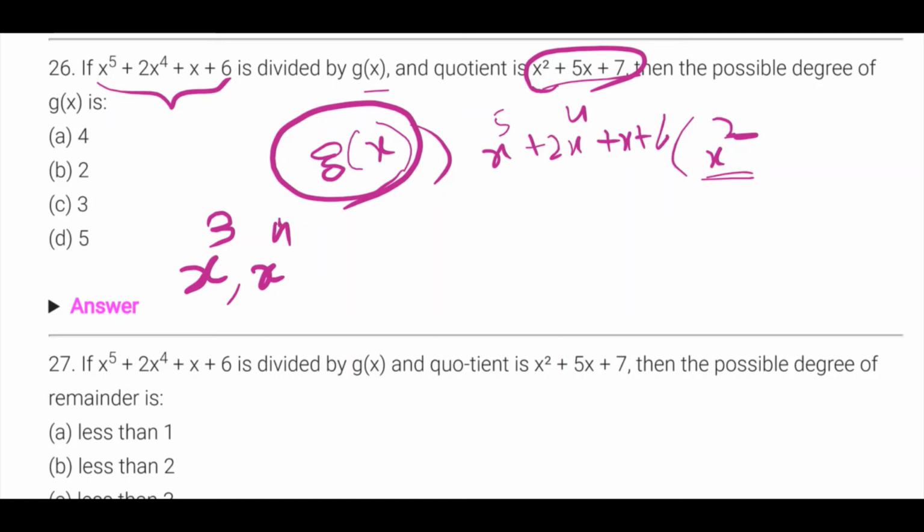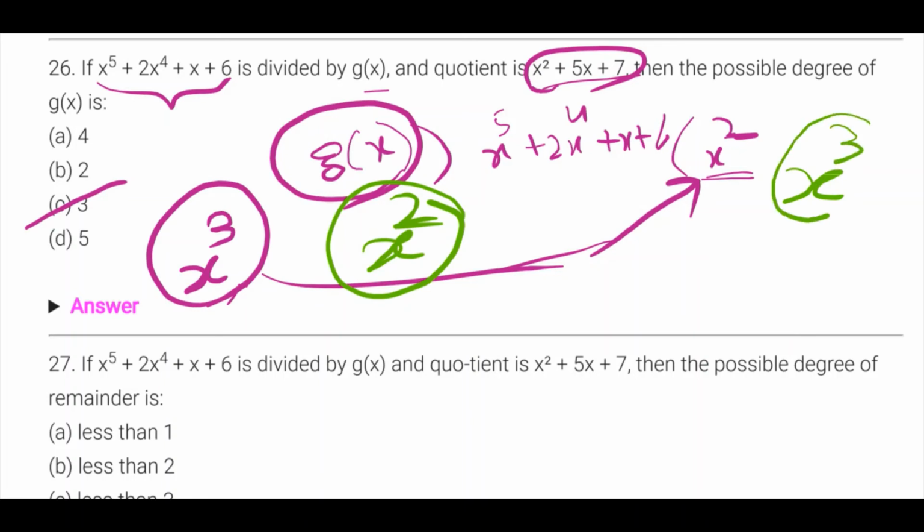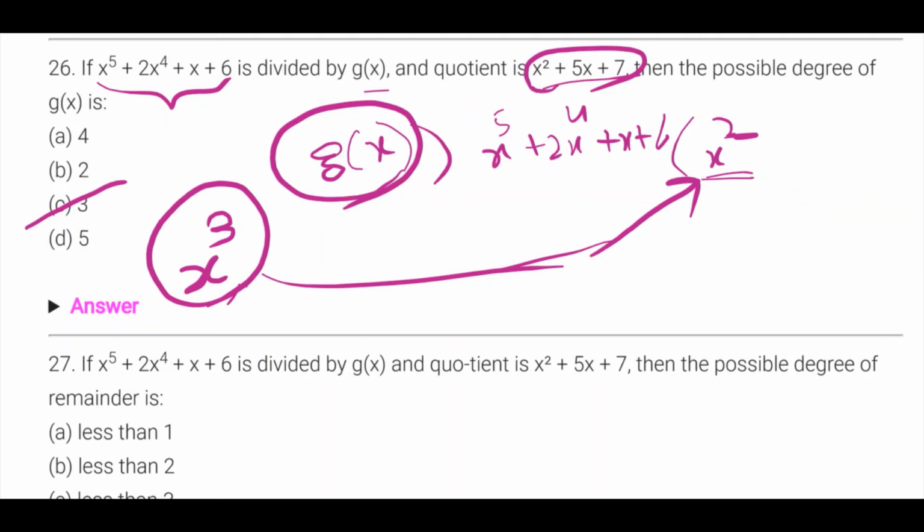x power 4 can't be the degree because x power 4 into x power 2 will give you x power 6. So x power 3 is the possibility, because when you multiply this you will be getting 5. So the degree is 3. We can't take the lower values here. If I take x square in the divisor, then my quotient should be x cube, but that won't be happening. So x cube is the possibility.